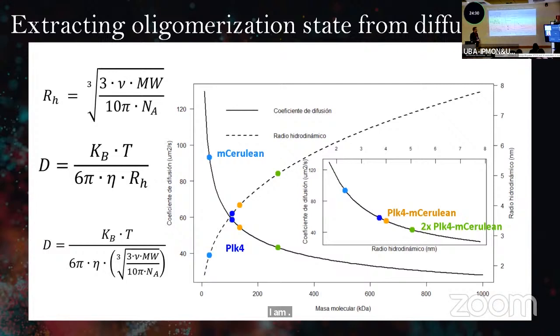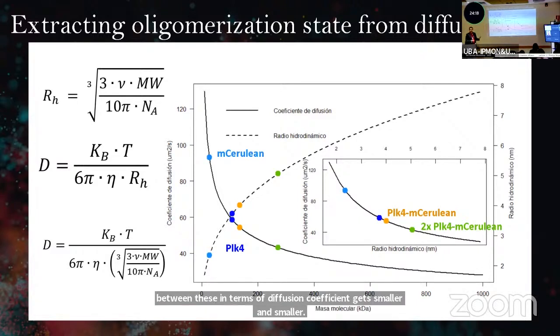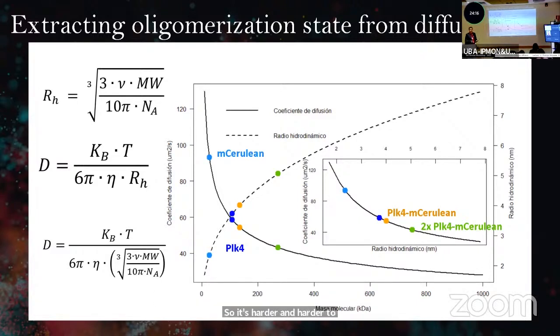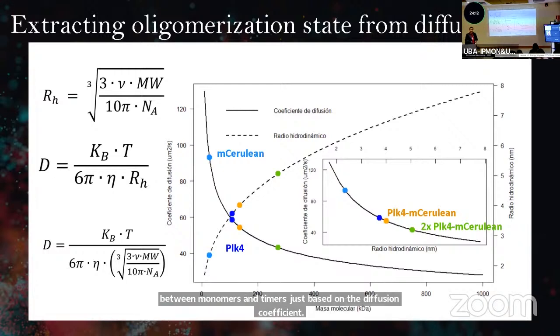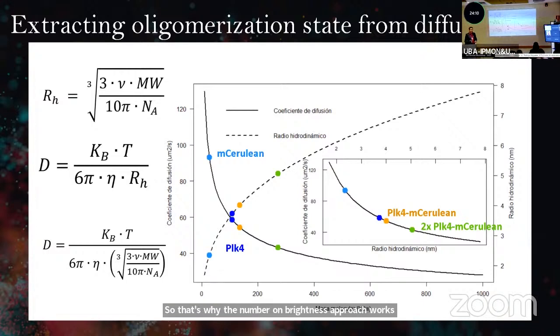So the difficulty lies in the fact that the higher the hydrodynamic radius is, the difference between these in terms of diffusion coefficient gets smaller and smaller. So it's harder and harder to identify the difference between monomers and dimers just based on the diffusion coefficient. So that's why the number and brightness approach works better for estimating oligomerization states.